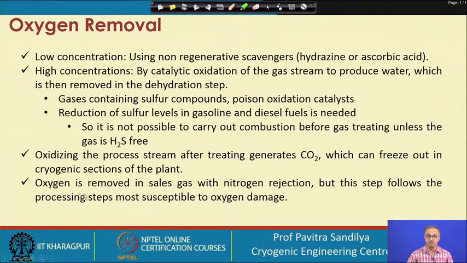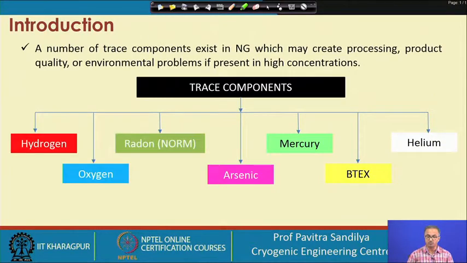Oxygen is generally removed from the sales gas along with nitrogen rejection, but this step follows because the process is most susceptible to oxygen damage. As we have seen, in the sales gas the amount of oxygen has to be very small, less than 1% or even 0.1 volume percent. So that is why in the sales gas we have to remove this oxygen along with the nitrogen. Nitrogen is removed because it reduces the heating value of the natural gas.